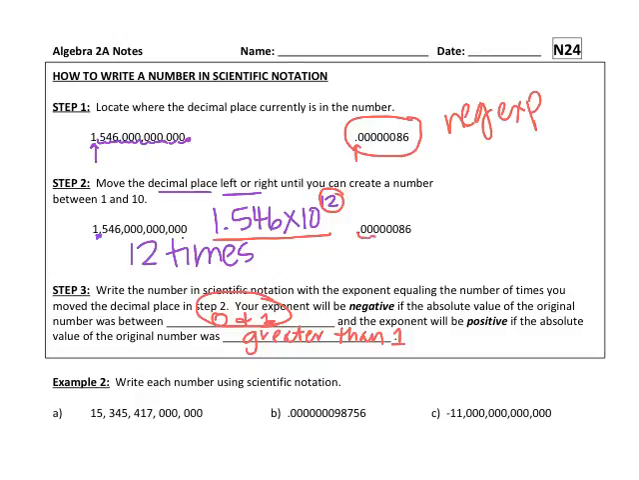1, 2, 3, 4, 5, 6, 7. Okay, so we've moved our decimal place over 7 places, and now we have 8.6. The original number though was between 0 and 1, and that means this is going to be a negative exponent, and we moved it over 7, so our exponent is negative 7.